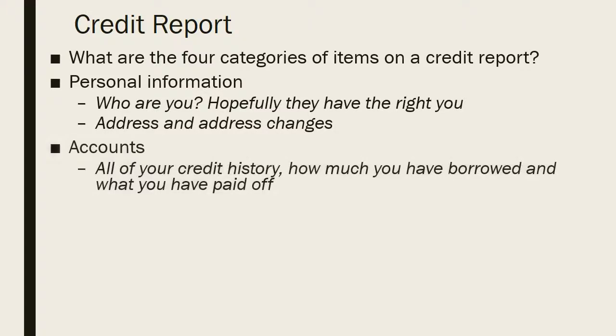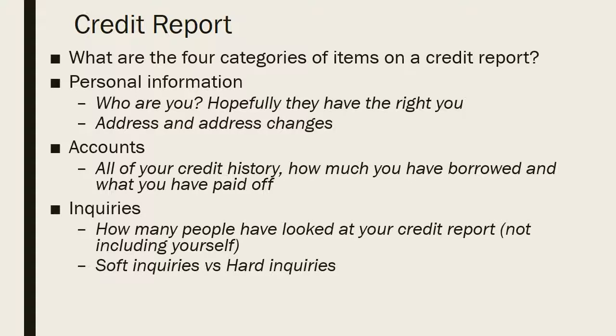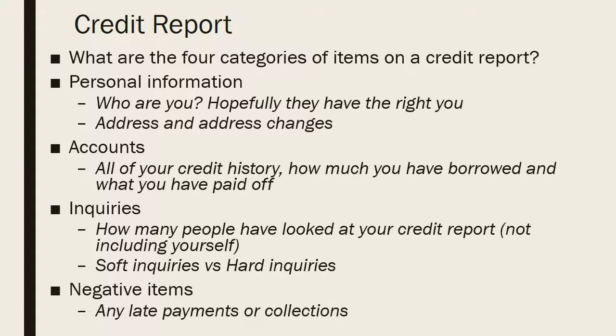Second item is your accounts, your credit history. So how much have you borrowed? What have you paid off? What does that look like right now? And what does that look like going back? Third category is inquiries. So how many people have looked at your credit report? And there's a difference between soft inquiries and hard inquiries, which we'll touch on a little bit more later. And finally, negative items. So any late payments or collections or anything that you didn't pay is also going to go on there. So there's these 4 general categories of what you'd expect.